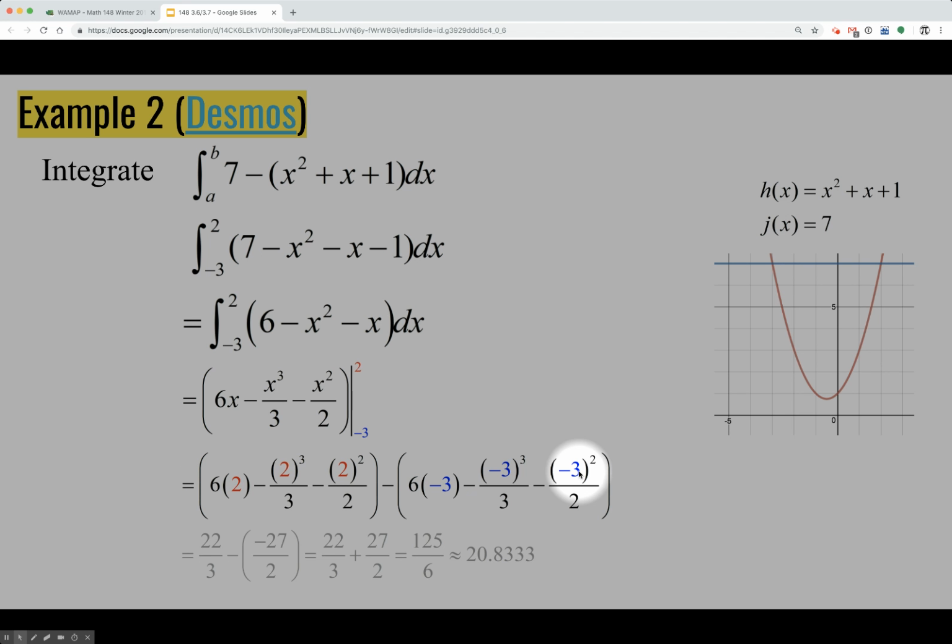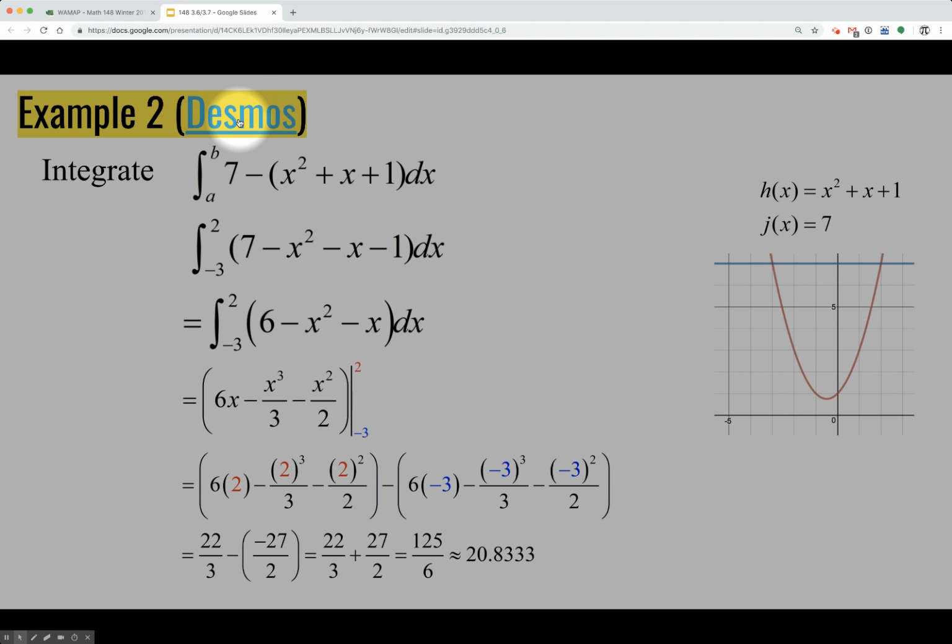I'm just going to go ahead and do the calculation, and I may have to do a bit of fraction fixing and common denominator kind of stuff. But I'm not going to go into that because I'm going to assume you can go back and do some fractions on your own. We end up with 125 over 6, which is about 20.833. So this represents the area between the red parabola that's below the blue constant line at y equals 7.